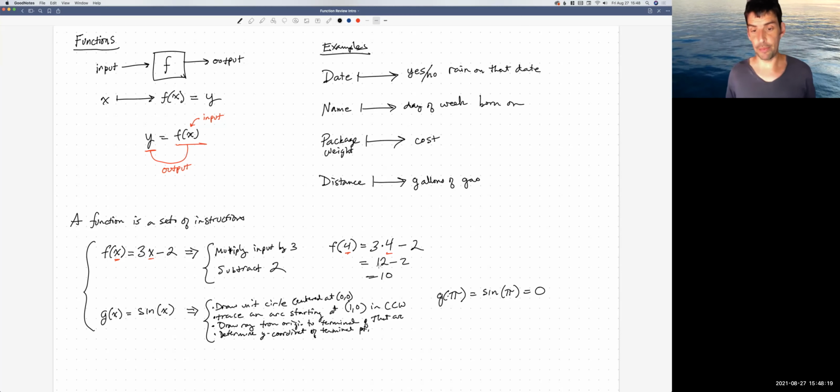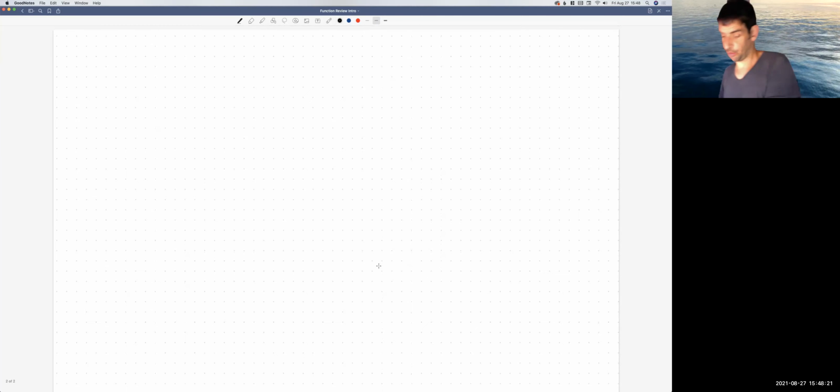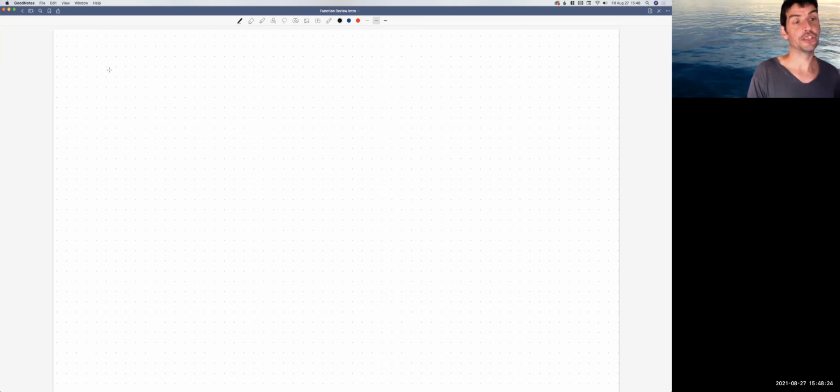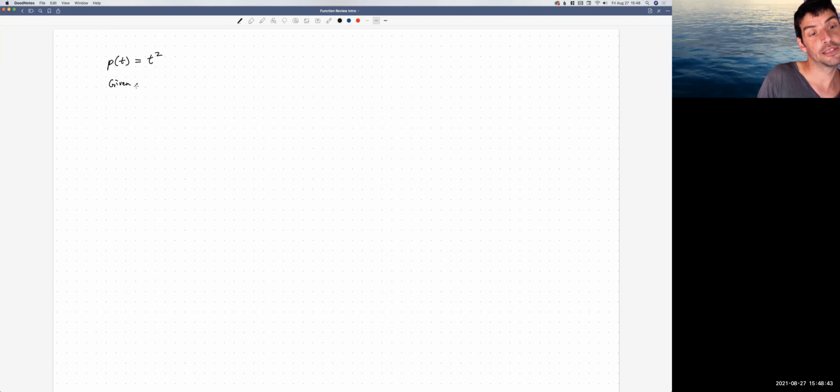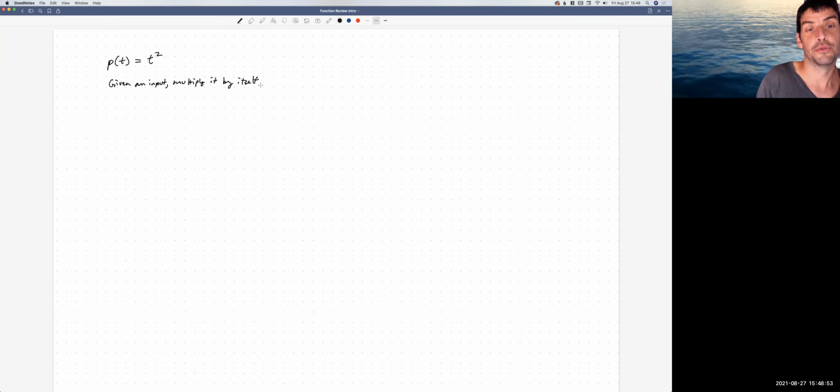There are 2 more ways we represent functions, which is what I want to finish this video with. Let's look at a simpler function to do this. Let's use different letters to get used to that. Let's call it p of t, and let's say this is the function t squared, right? So in other words, this is the function that says, given an input, multiply it by itself, and then report the result.